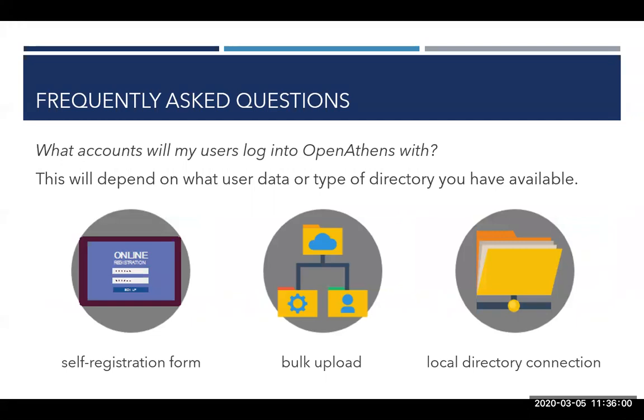Thanks, Amanda. We've talked about accounts a little bit, and I just want to expand on this in a bit more detail. What accounts will my users log into with Open Athens is a big question. There are two types of accounts for Open Athens. One type we call personal accounts, and a personal Open Athens account is data that actually lives in Open Athens. That's an account that's been created with either a self-registration form, a bulk upload, or created in the Open Athens dashboard. So when I say personal account, I mean an account that's been created directly in Open Athens.